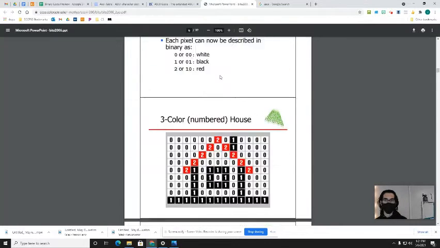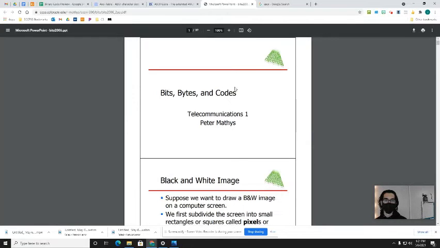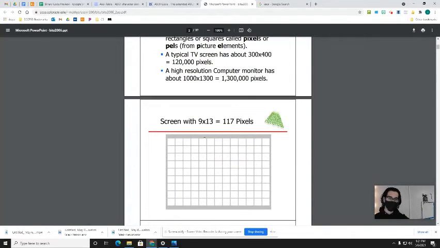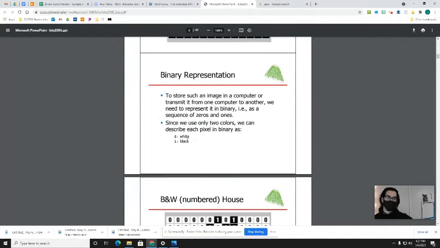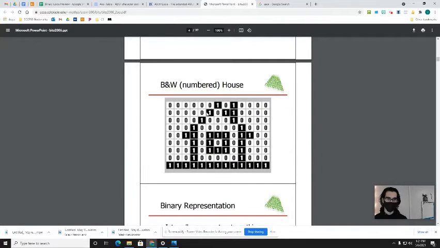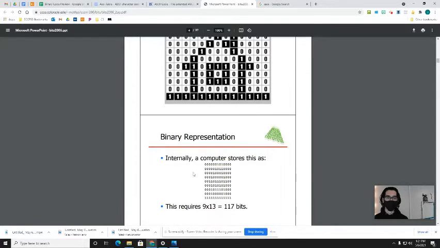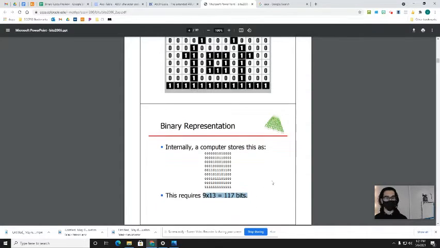Now, I want to point out this PowerPoint by Peter Mathis for the Engineering and Computer and Electricity Department in Colorado University. When we have a black and white image, say of a house on a 9x13 grid, it's either white, not activated, or black, activated. And it could look like this, where the ones are the activated cells. And so a computer could store this with the ones and the zeros, and that would require 117 bits.